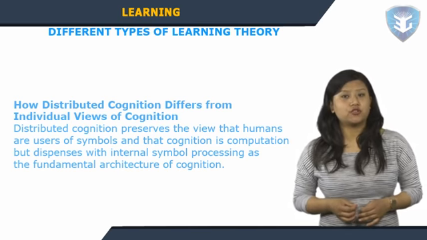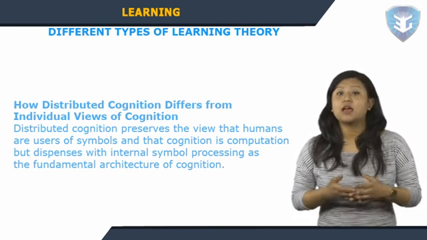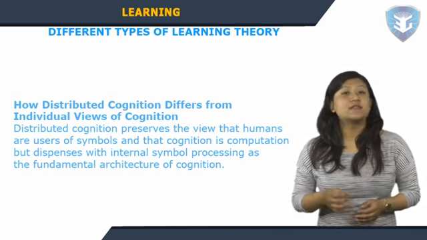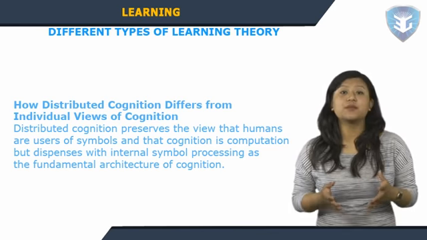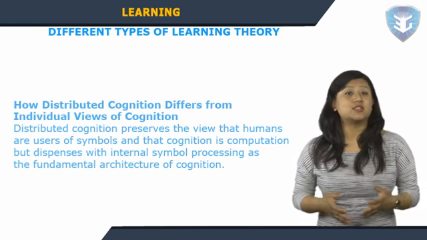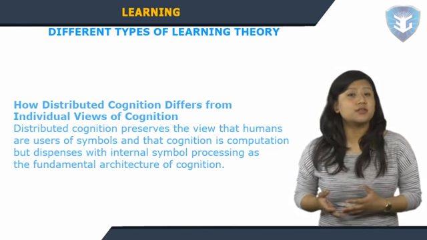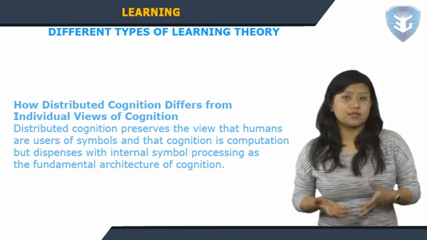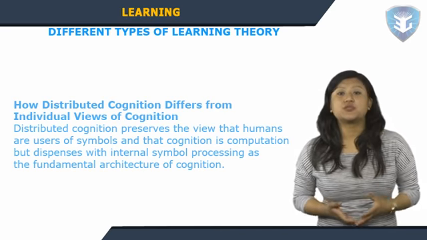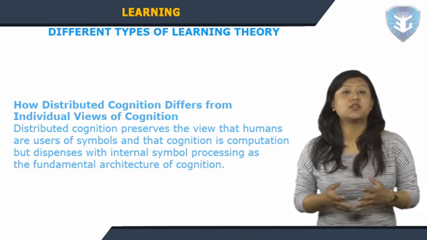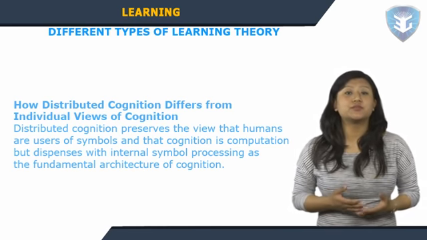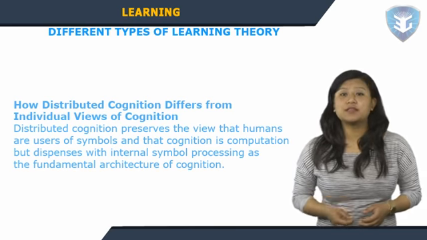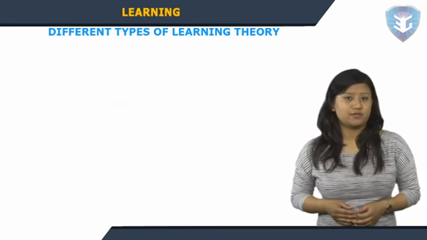The cognitive revolution that led to information processing psychology and artificial intelligence was founded on the idea that the mind, like a computer, is a symbol processing system. The senses transduce perceptual inputs into symbols, which are operated on by an internal logic engine, producing other symbols that are programs for action. Distributed cognition preserves the view that humans are users of symbols and that cognition is computation, but dispenses with internal symbol processing as the fundamental architecture of cognition.